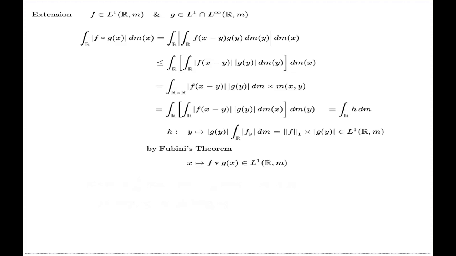Now we can conclude my estimate, because now I can say that the left-hand side here, which is the L1 norm of the convolution function, is controlled by the right-hand side here, which is the integral of my h function, and that's a constant times the integral of g, and you end up with an inequality like this. This one is also called Young's inequality. It's another special case of Young's inequality.